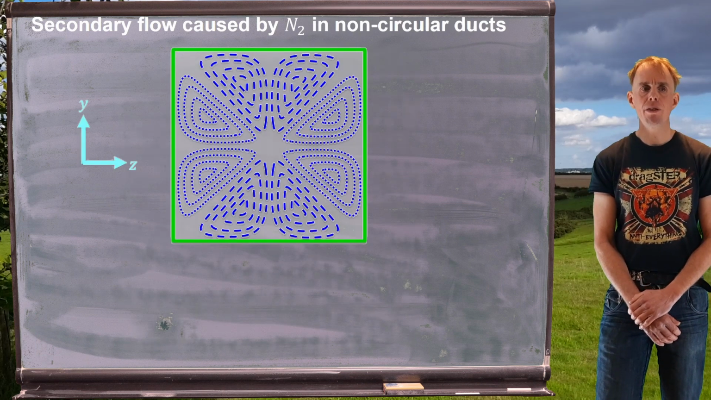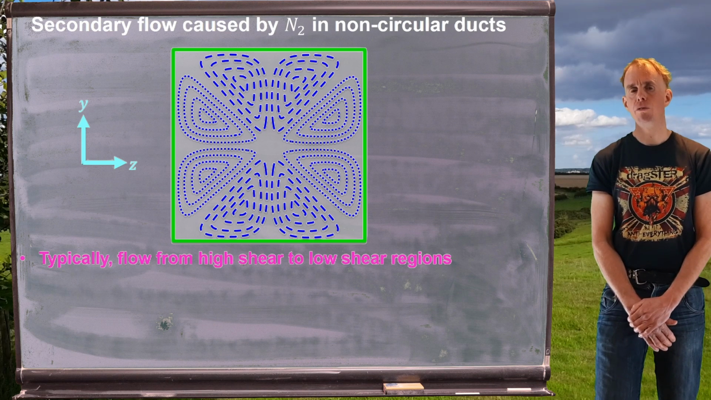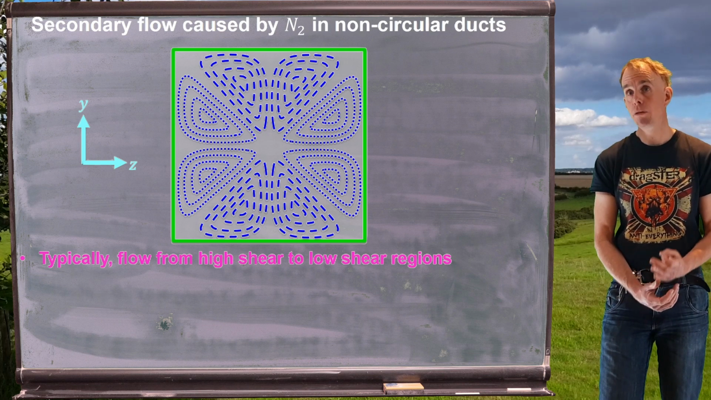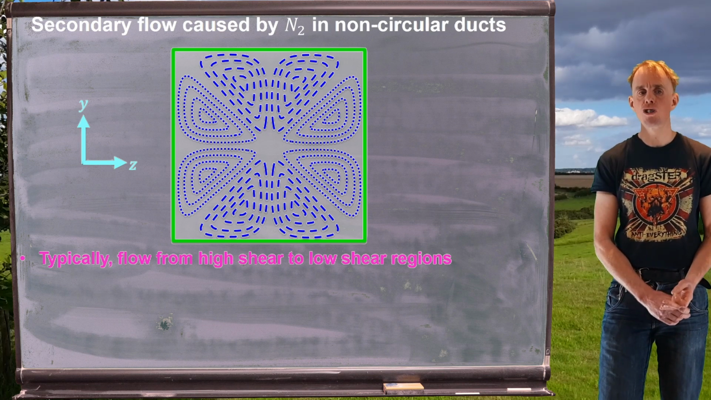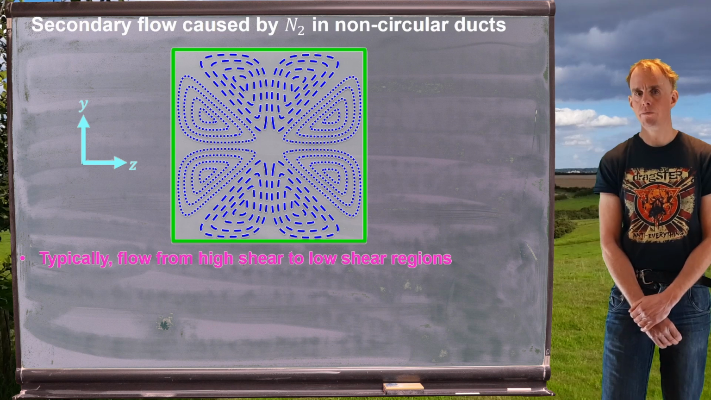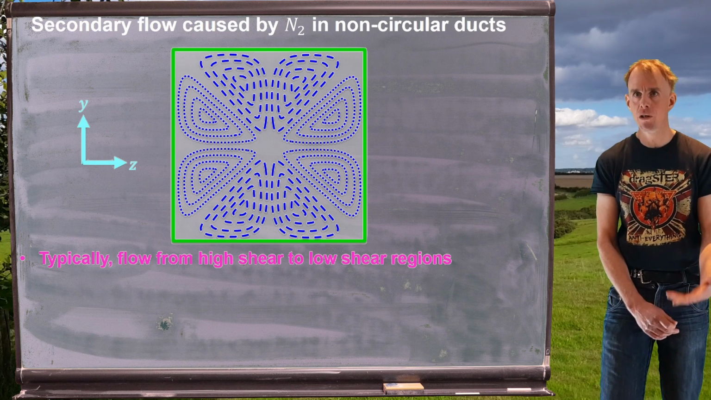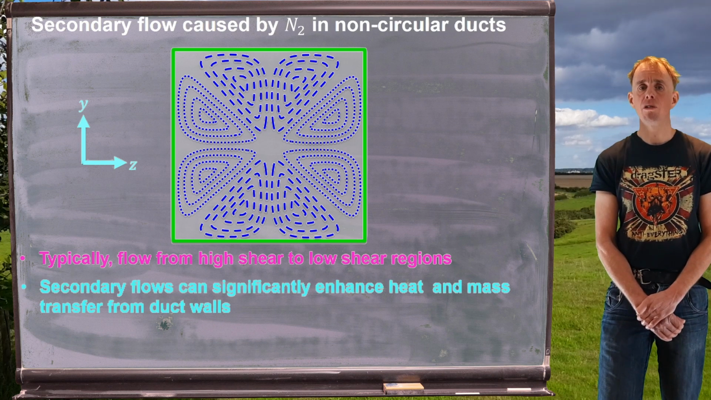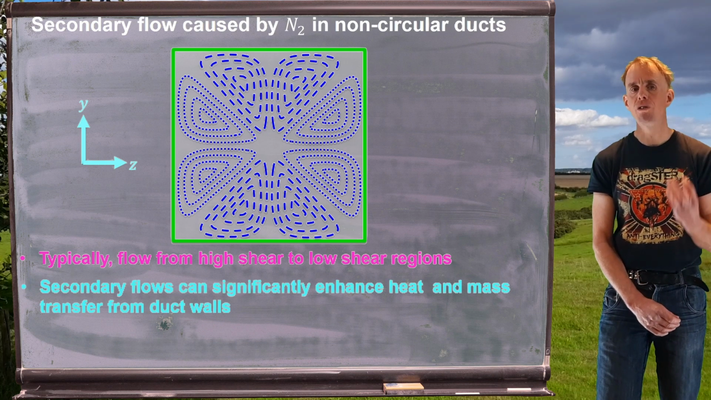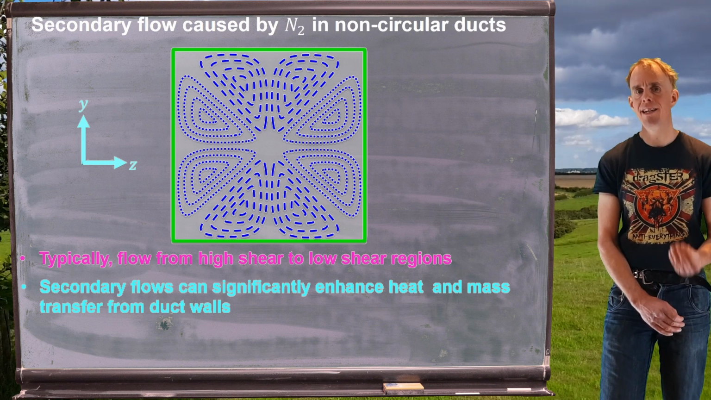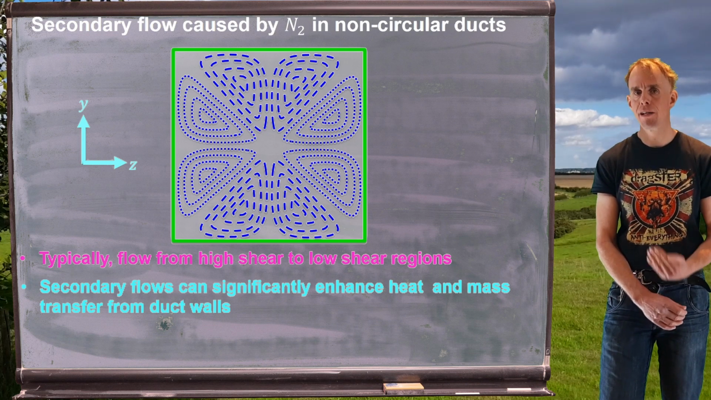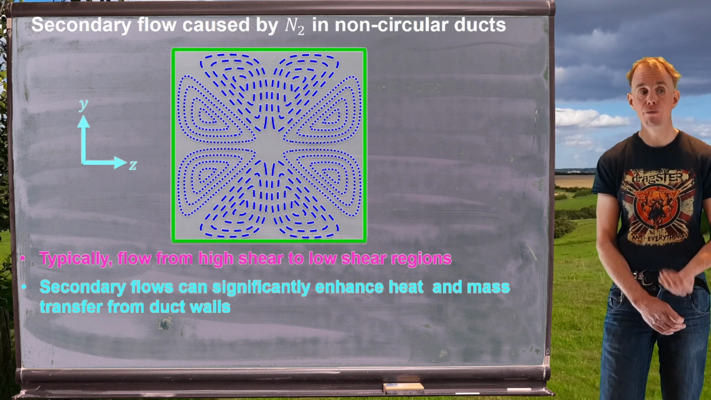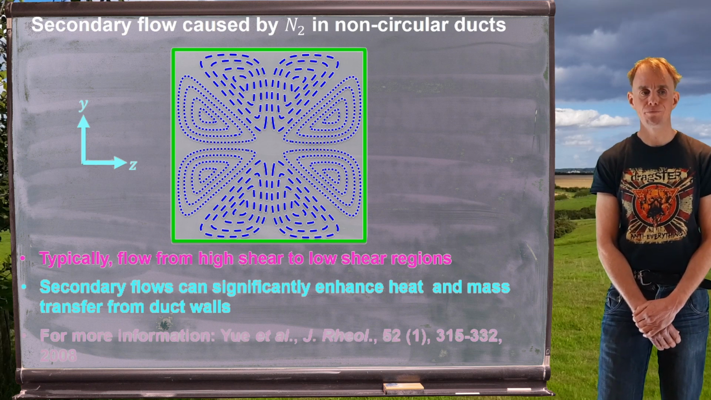So if we think about the secondary flows you find caused by a second normal stress difference in non-circular ducts, typically, but not always, the flow is from the high shear rate region to the low shear rate region. And the full explanation of why it isn't always like that is in the paper reference I will give you. We can also see, as we've discussed, that you've got convection now in a plane that is perpendicular to the main flow direction. So heat transfer and mass transfer both benefit from this extra circulation.